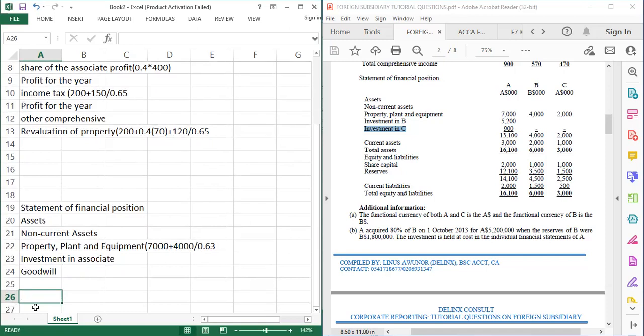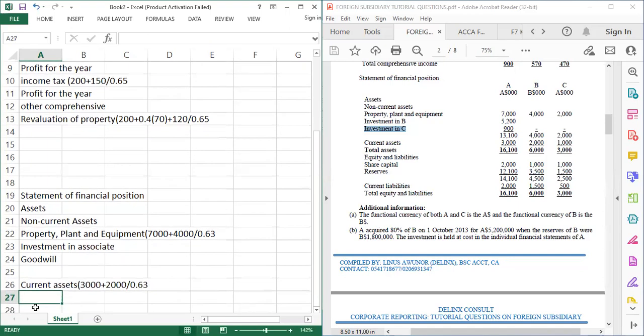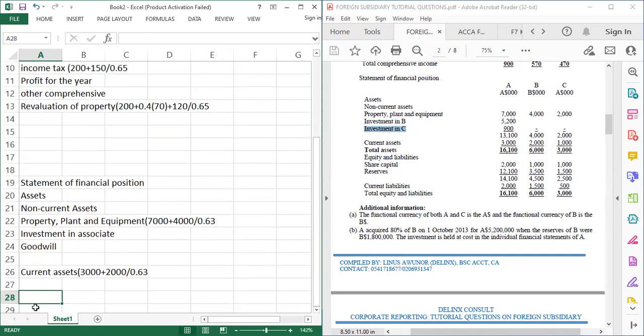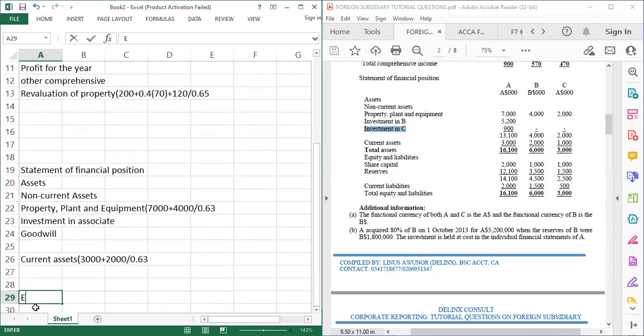Now let's count to the current assets. The current assets will be that of the parent, which is 3,000, plus the subsidiary's own, which is 2,000, divided by 0.63. Then we have our total assets. We now come to equity and liabilities.